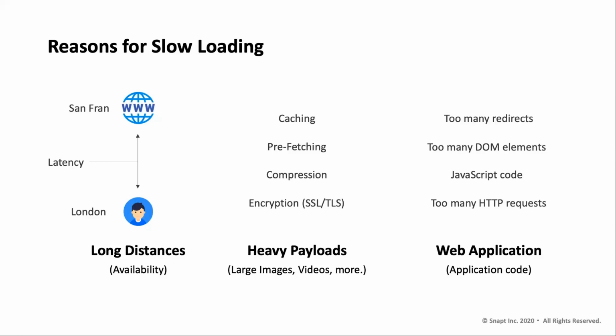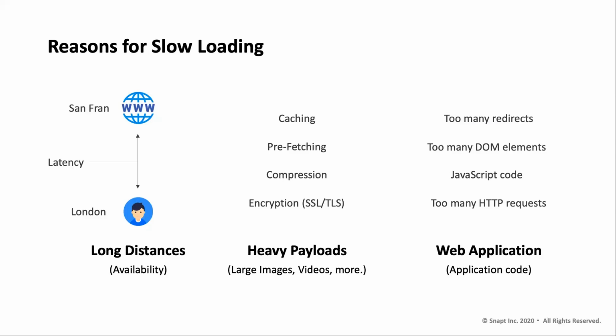So in this example, if we take a look at a user in London who's trying to access a website in San Francisco, there's inevitably some time they're going to have to spend in order for that website to load. Because of the distance, the physical distance between London and San Francisco.